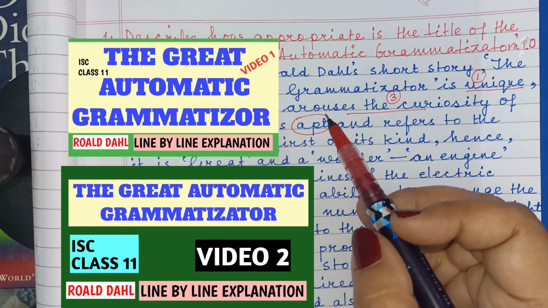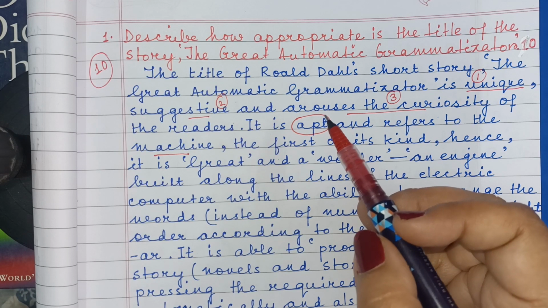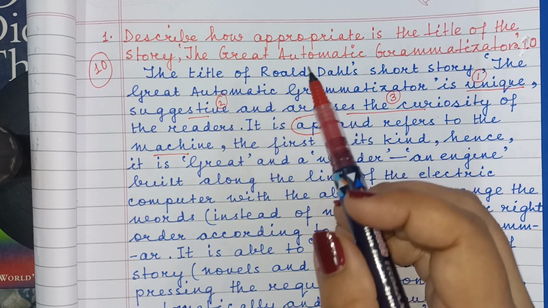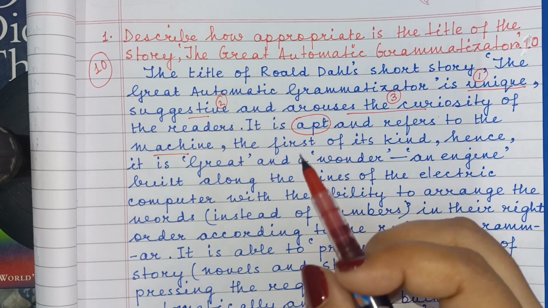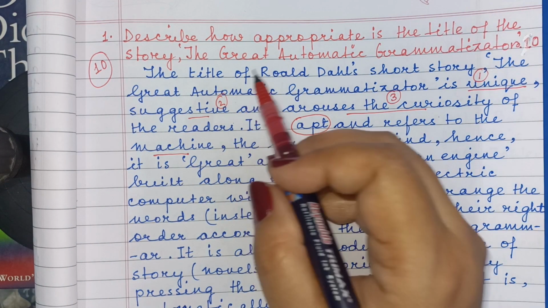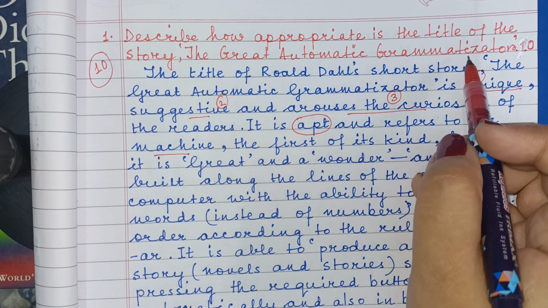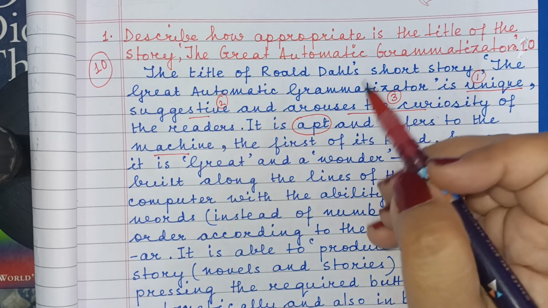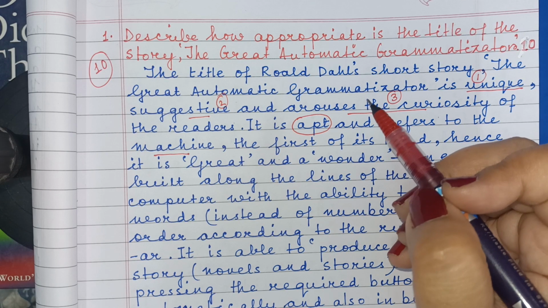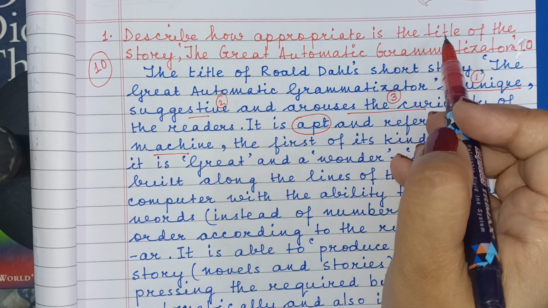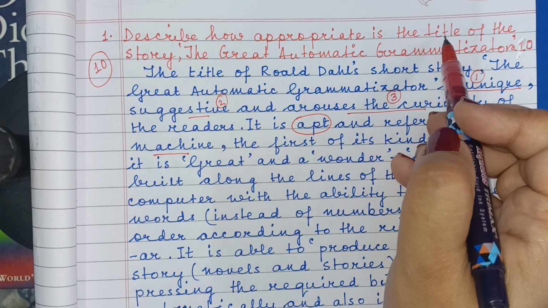Today we are going to discuss 4 very important questions and answers, and the first one is a 10 marks answer, a long answer question. Describe how appropriate is the title of the story, The Great Automatic Grammatizator. So here we will have to mention the significance of the title as well as how appropriate is the title. We'll have to focus on both these aspects.